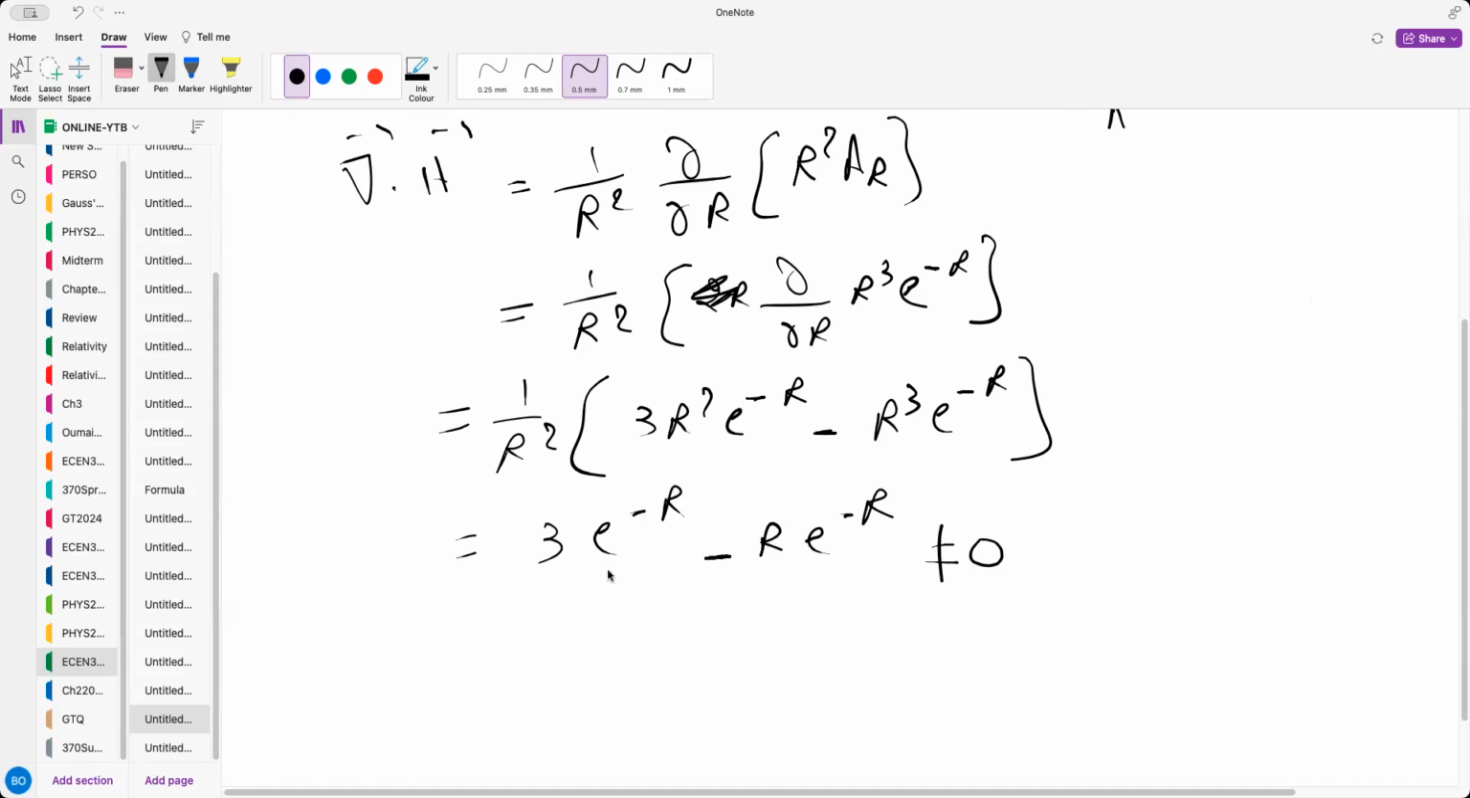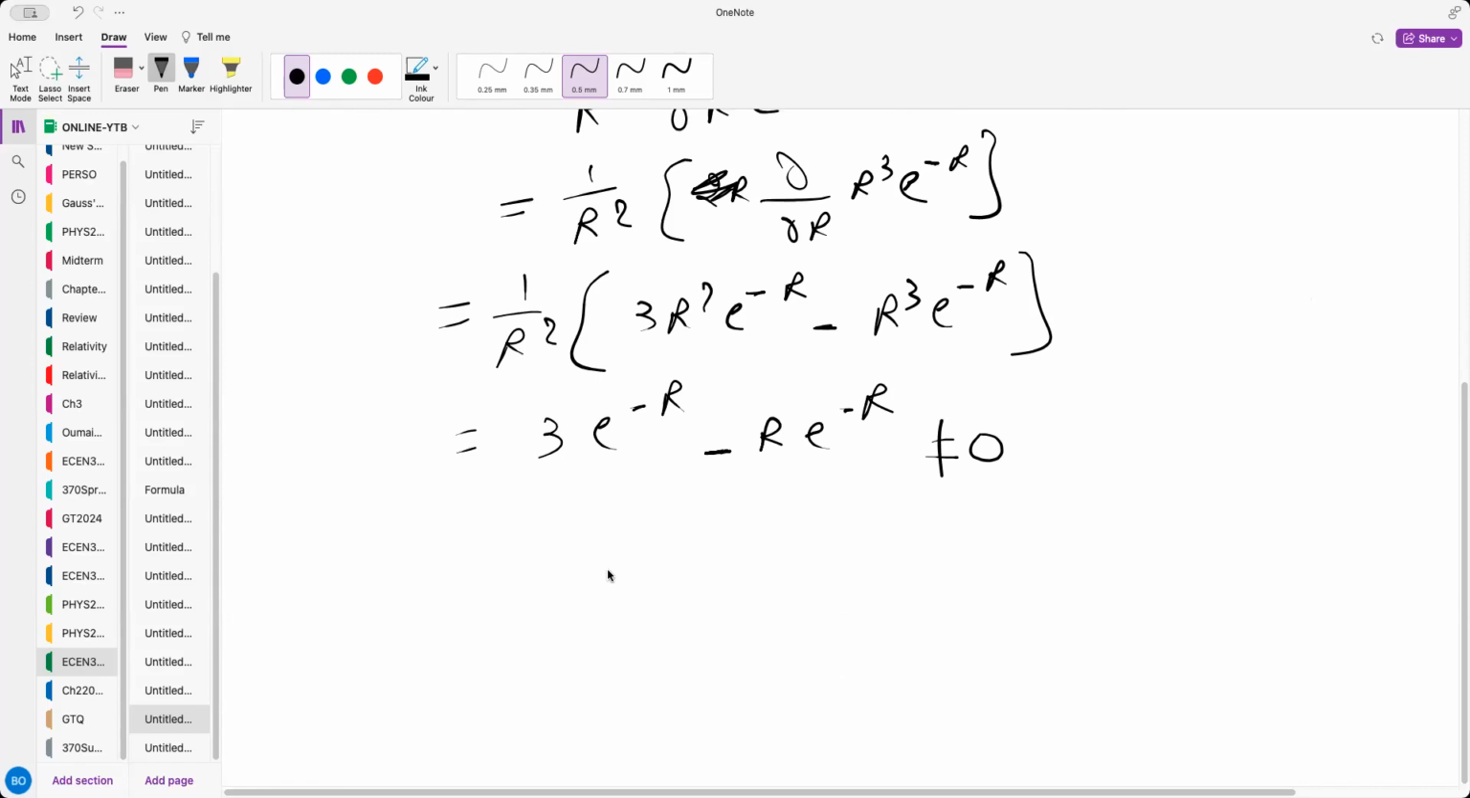And if you want to check if it is conservative, you have to do the curl. Again, you have to use the formula, and you will find that it is equal to 0, which means it is conservative. Any question?